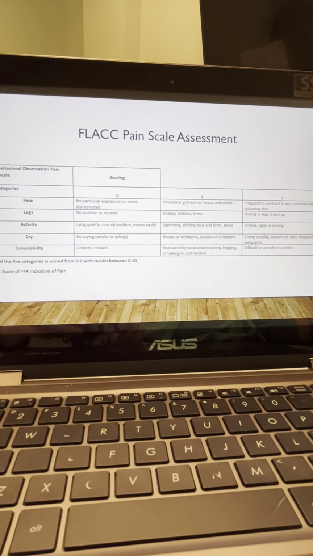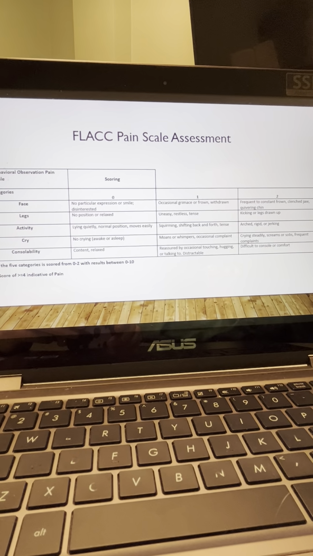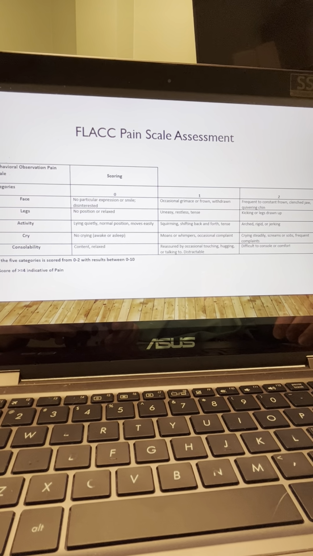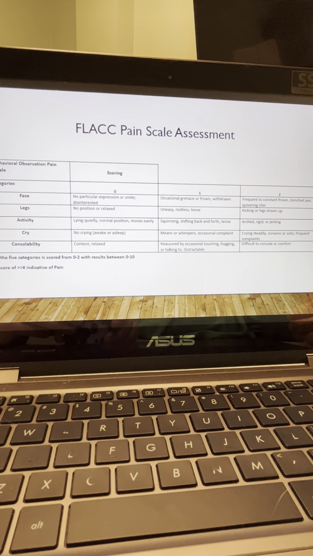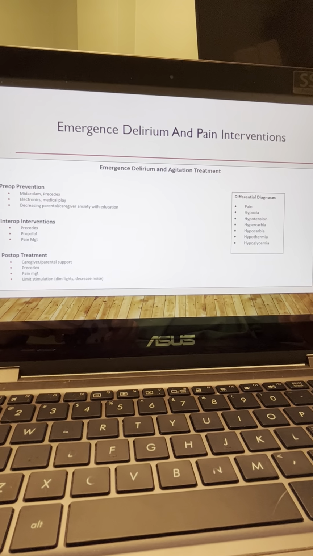The FLACC scale, I'm not going to go through great detail on this because it's actually live right now, and it's pretty self-explanatory. Okay, greater than 4 means they're probably in pain. There's no reason why they can't be both delirious and in pain, and we'll talk about that.